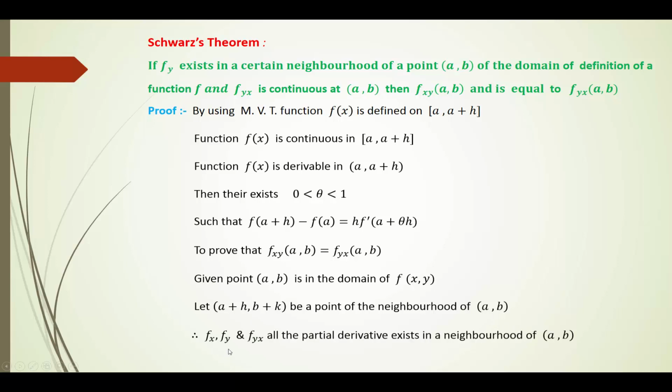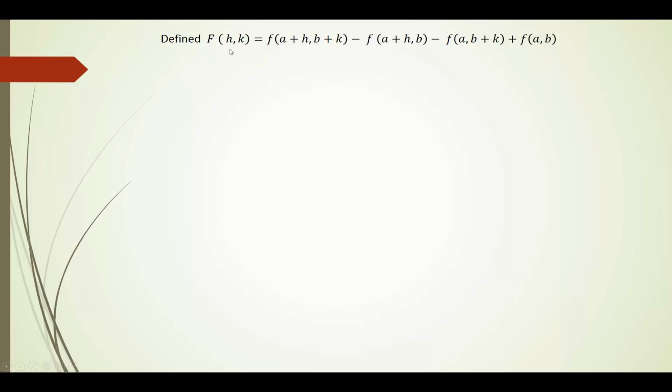Let f_x, f_y and f_yx, all the partial derivatives, exist in the neighborhood of (a, b), means the partial derivative of f with respect to x, also f_y and f_yx, all these partial derivatives exist, means we can find all these partial derivatives in the neighborhood of (a, b). Now define F(h, k) equal to f(a+h, b+k) minus f(a+h, b) minus f(a, b+k) plus f(a, b).